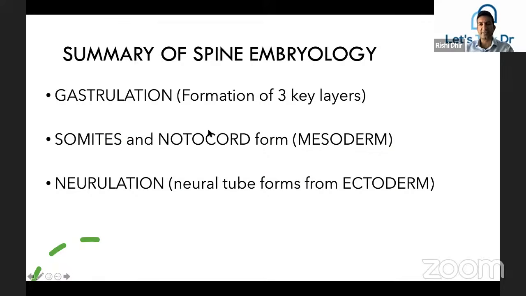So to summarize, guys, spine embryology: remember gastrulation occurs in the 3rd week, and that's where you form the 3 key layers: endoderm, mesoderm, ectoderm. Now remember, the somites and notochord form from the mesoderm, and then neurulation is where the neural tube forms from the ectoderm. So that's how I would break up spine embryology in the exam.